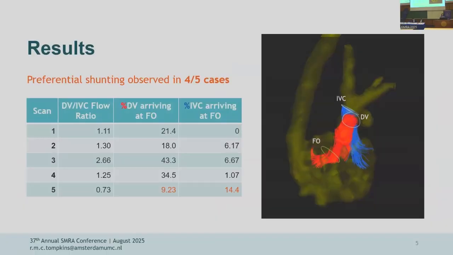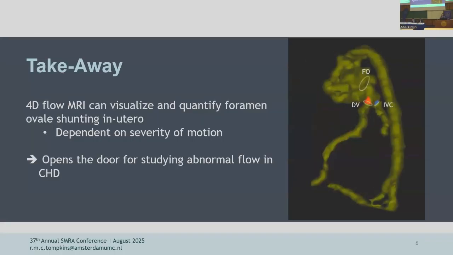And when we did this, we observed foramen ovale flow in all 5 of these cases. As in this example, we saw a higher percentage of these red particles from the ductus venosus pass through the foramen ovale, which indicates that this oxygenated blood is prioritized to the systemic circulation. This wasn't observed in the final case, perhaps due to residual fetal motion. But this is the key.